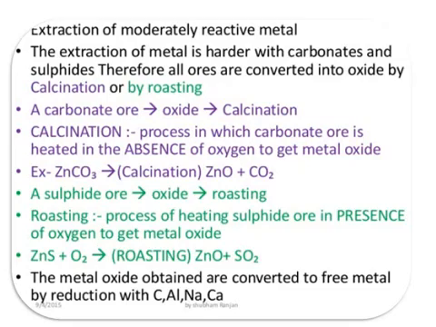Now let us see the reduction of the oxides. The reduction of oxide ores is the process of conversion of metal oxide ore into metals. It can be done by heating the oxides with a suitable reducing agent like carbon in the form of coke. So ZnO plus carbon C gives Zn plus CO.